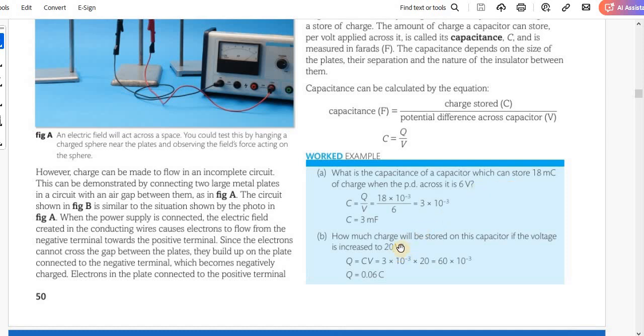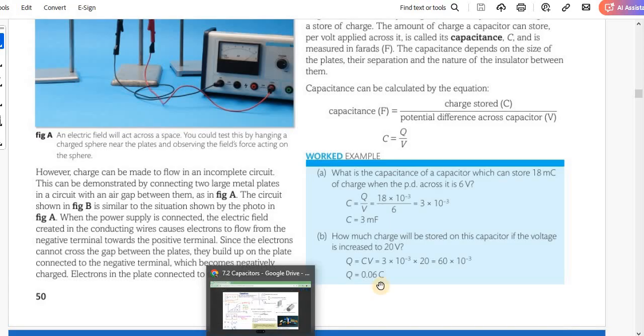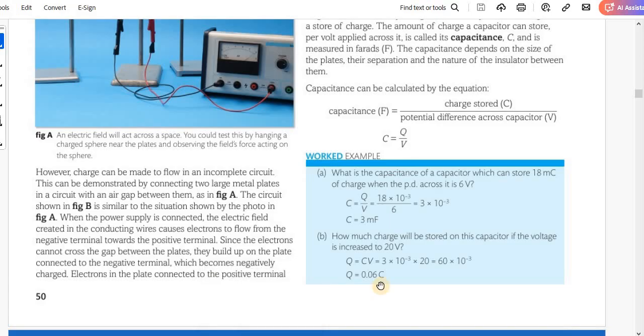How much charge will be stored on this capacitor if the voltage is increased to 20 volts? So now we are supposed to find the charge Q. The capacitance is a constant for that capacitor. You saw the photos already. It's a fixed value for a certain capacitor, that is the capacitance. Okay, so for example, if you consider a resistor, a fixed resistor has a fixed resistance. Similarly, a certain capacitor has a fixed capacitance.